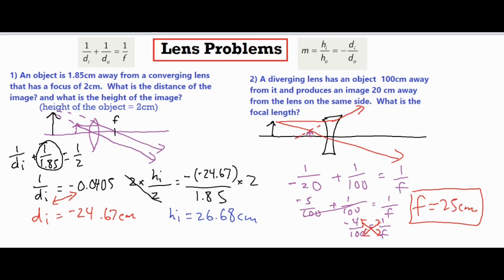And that does check out. Your focal length for a diverging lens should always come out to be negative because a diverging lens doesn't actually have any light rays physically converging. So your focal length is always going to be negative, and that does check out. And that focal length is outside of that 20 centimeters, which it should always be a little bit outside the image of the object. So that does also check out as well. So that negative 25 centimeters looks good.